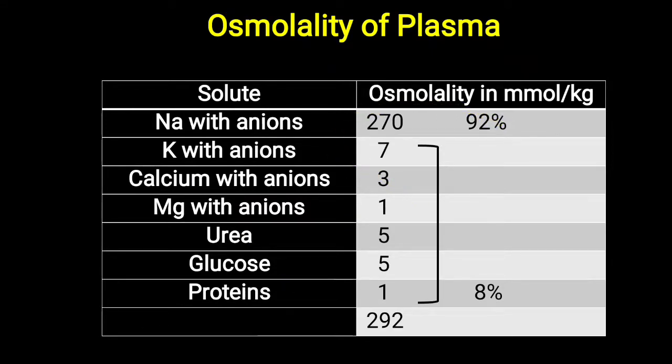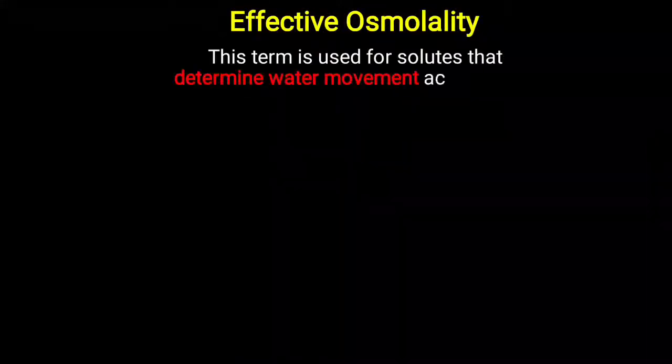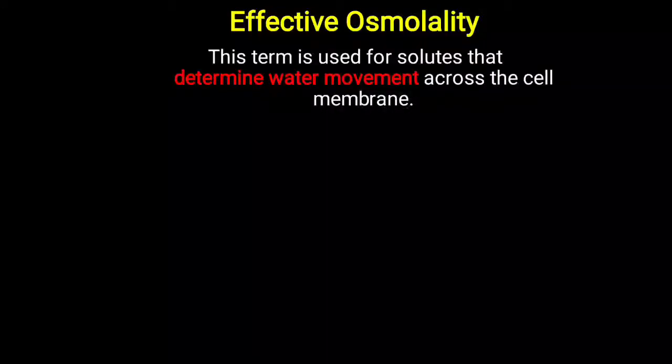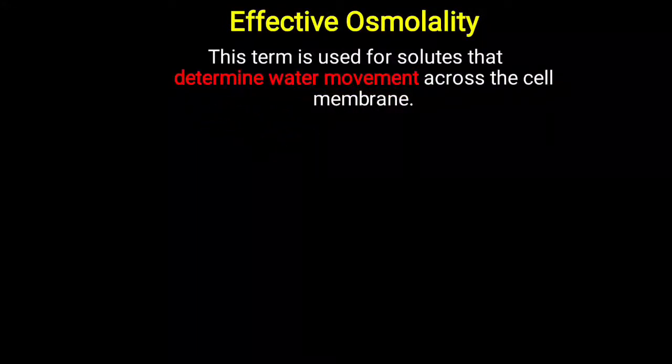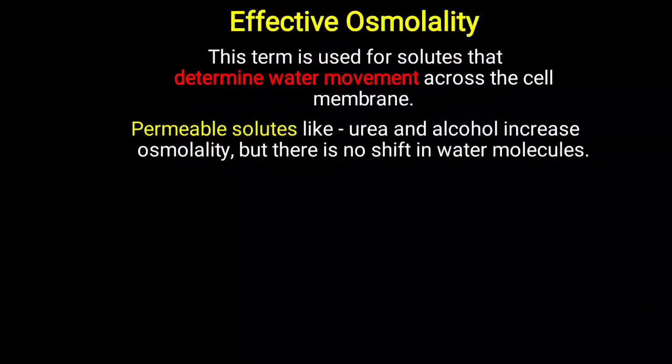Now, how this osmolarity, particularly plasma osmolarity, is useful in clinical practice, we will discuss. First of all, you have to remember one term, that is effective osmolarity. This term is used for the solutes that determine the water movement across the cell membrane. When a particular solute is present in the plasma, it will decide the water movement across the cell membrane. In relation to that, you have to remember two types of solute: one is permeable, the second is impermeable.